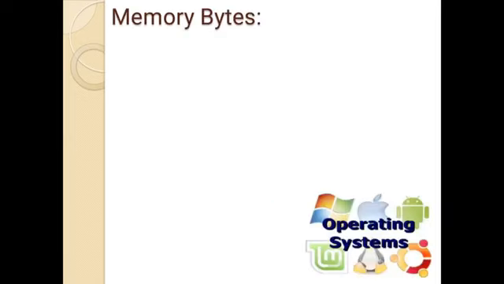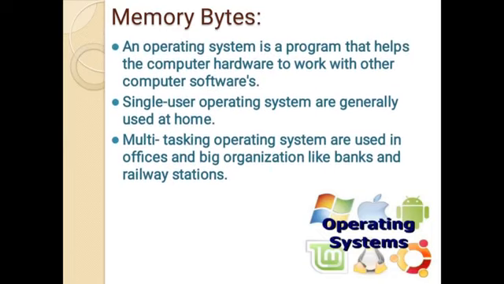Now, memory bytes. An operating system is a program that helps the computer hardware to work with other computer software. Single-user operating systems are generally used at home. Multi-user operating systems are used in offices and big organizations like banks and railway stations.